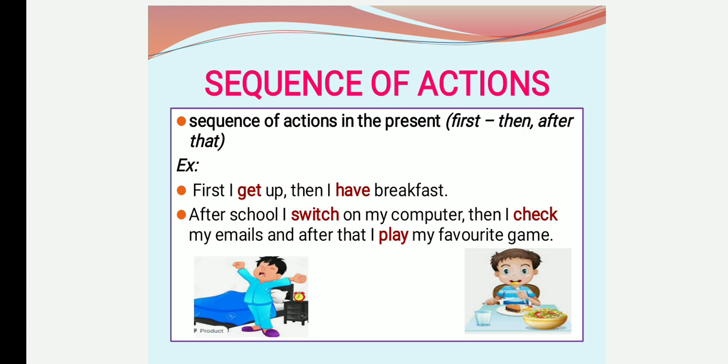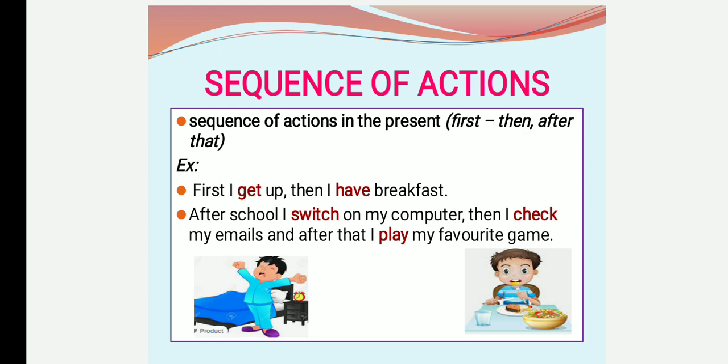So see the first picture. The boy woke up from his bed. Second, he brushed his teeth, and then after brushing his teeth, he has his breakfast. Let us see the second example, to see how to write the sequence of action in present form. I am just giving one more example. After school, I switch on my computer, then I check my emails. After that, I play my favorite game.